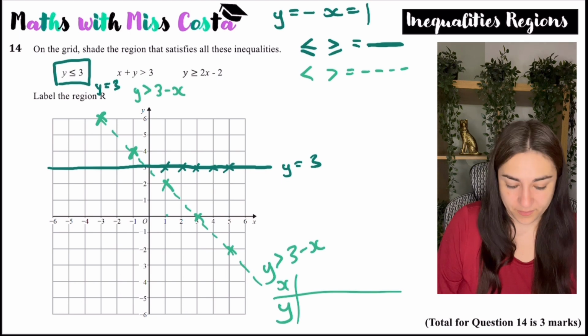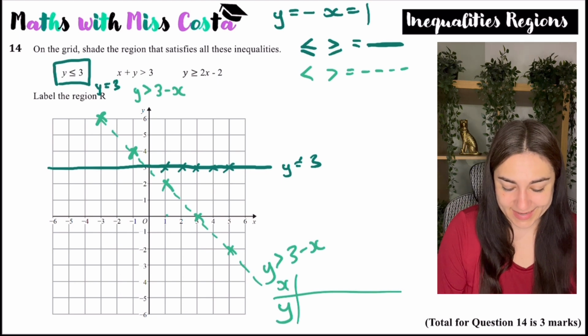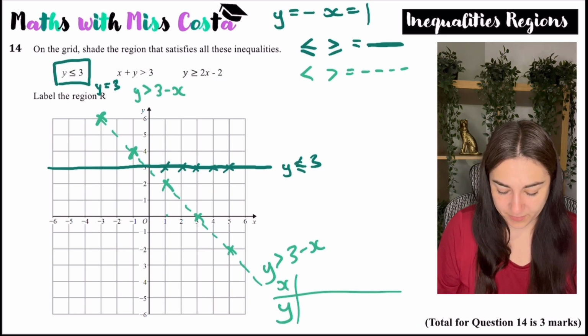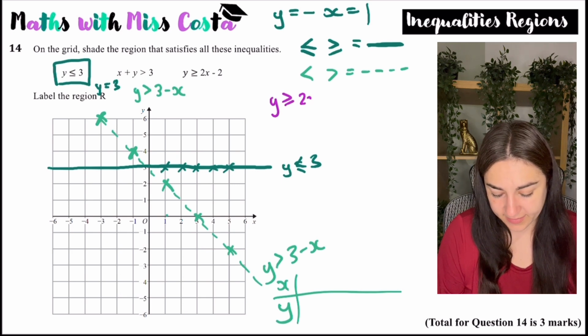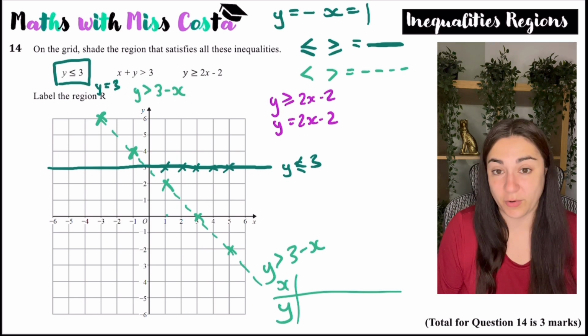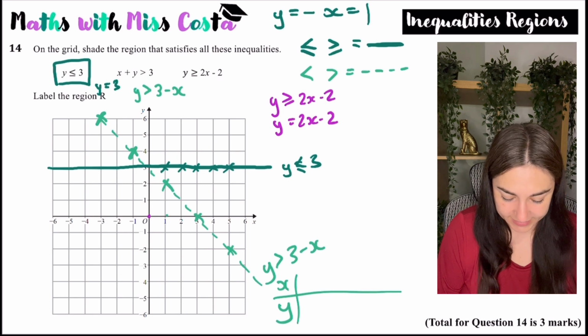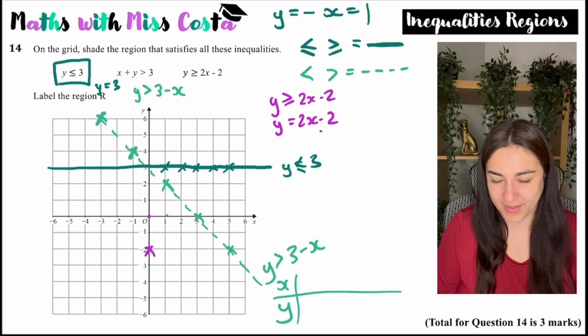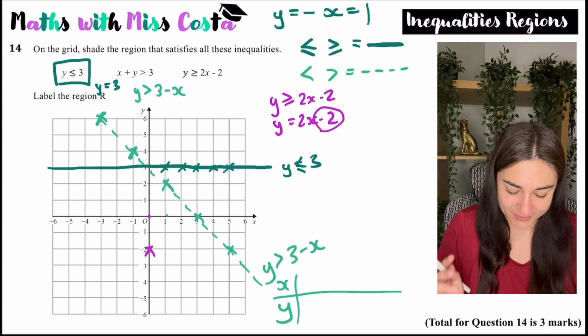Now I've just drawn them. I haven't said anything about them yet, but we'll do that at the end. And the final line is y is greater than or equal to 2x minus 2. So imagine it's the line y equals 2x minus 2. The quickest way is to just say, okay, what's the value of y when x is 0? So when x is 0, y is 0 minus 2. I mean, you know that anyway, because the y-intercept is minus 2.